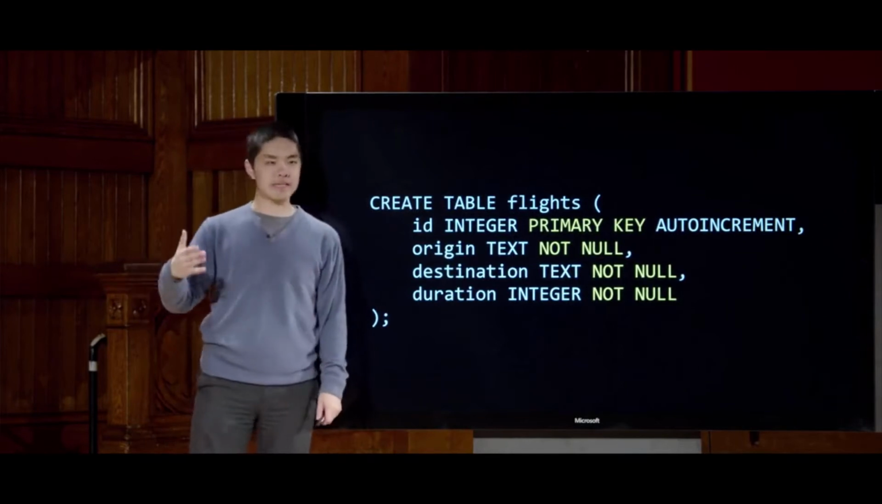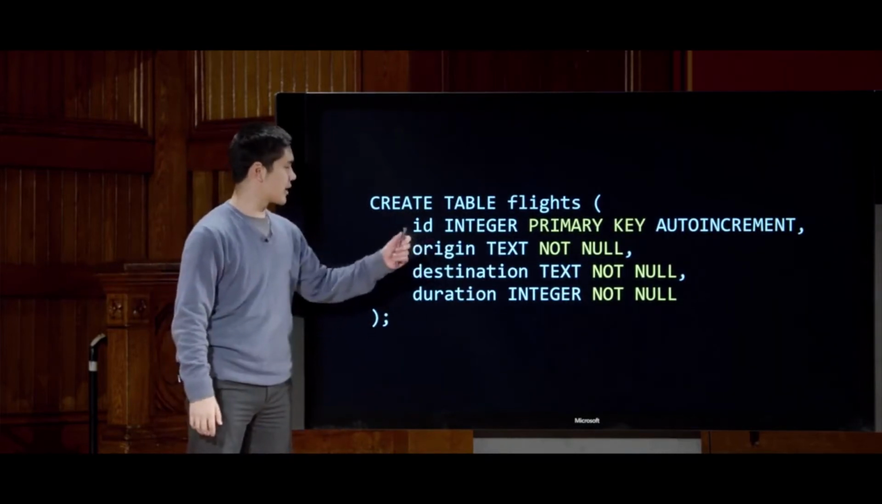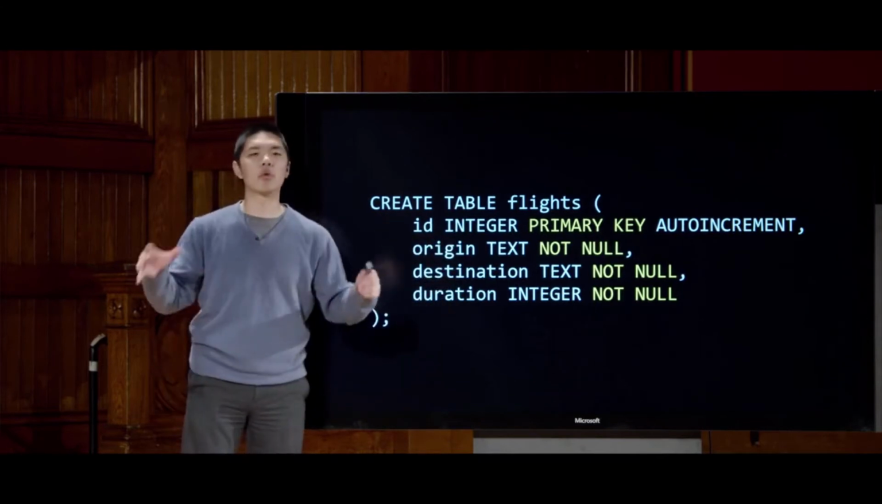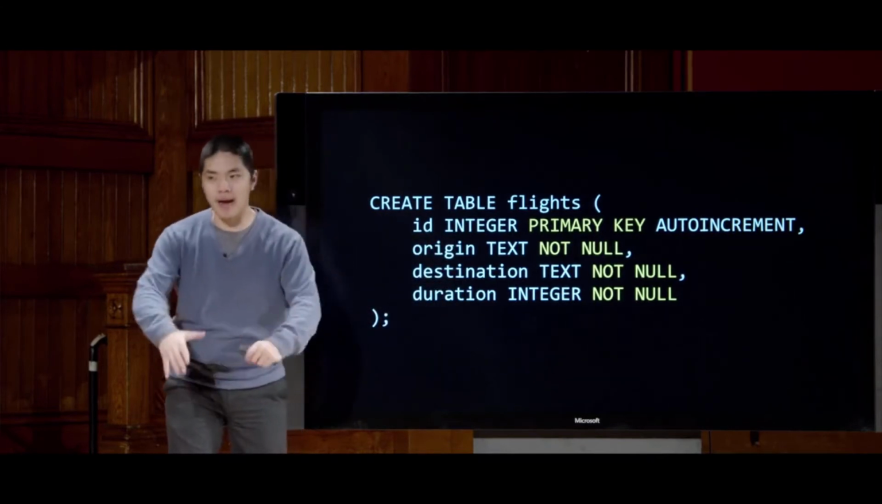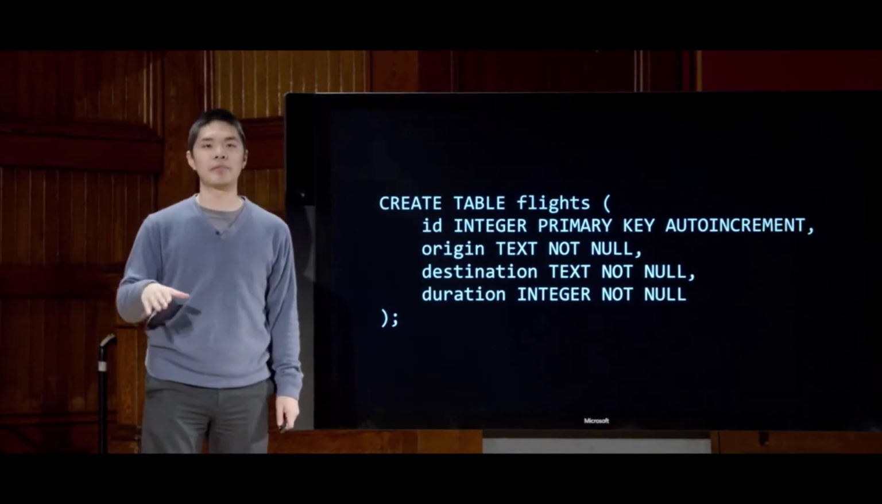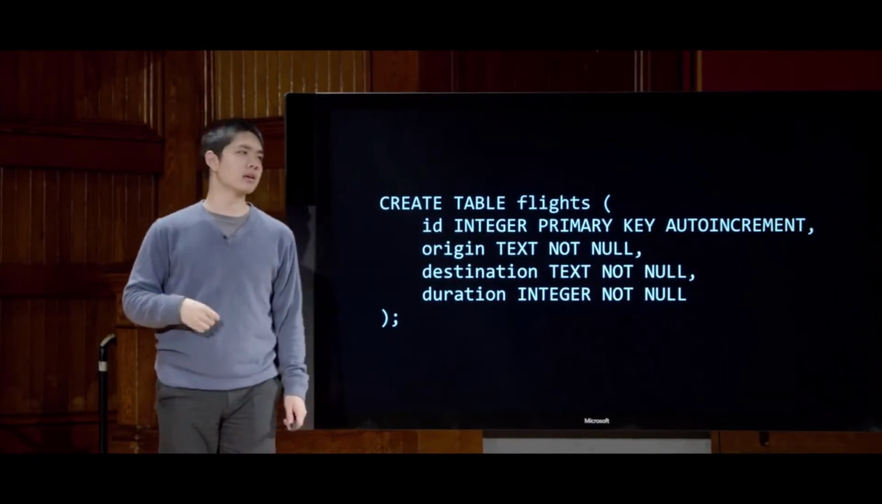So if I add a new flight, I can give the flight an origin, destination, and duration, but I don't have to worry about giving it an ID. SQL is going to handle that for me automatically, giving that new row in that table the next available ID number.